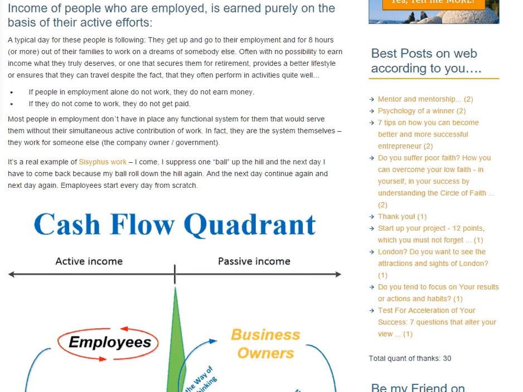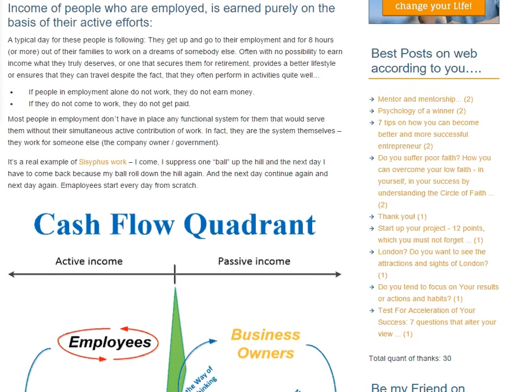Income of people who are employed is earned purely on the basis of their active efforts. A typical day for these people is the following. They get up and go to their employment, and for 8 hours or more, away from their families, work on the dreams of somebody else. Often with no possibility to earn the income they truly deserve, or one that secures them for retirement, provides a better lifestyle or ensures that they can travel, despite the fact that they often perform their activities quite well.